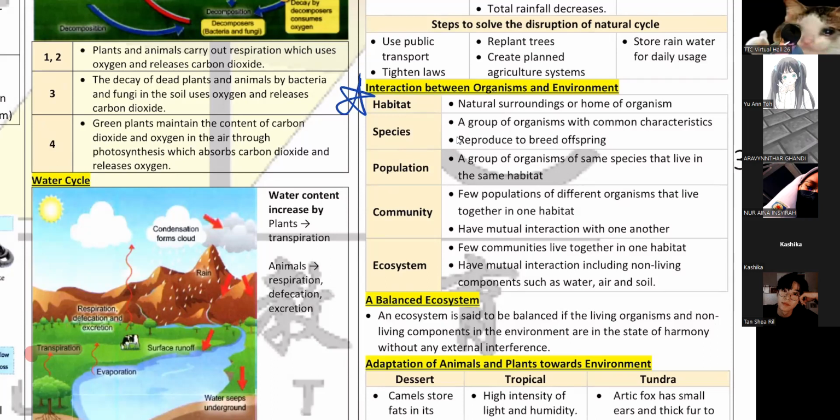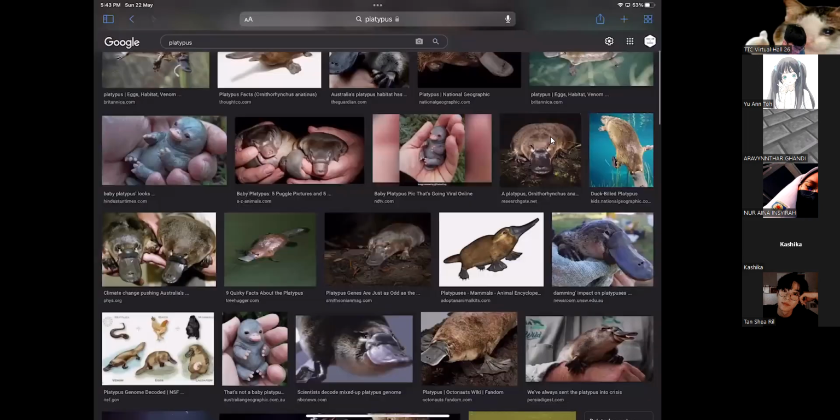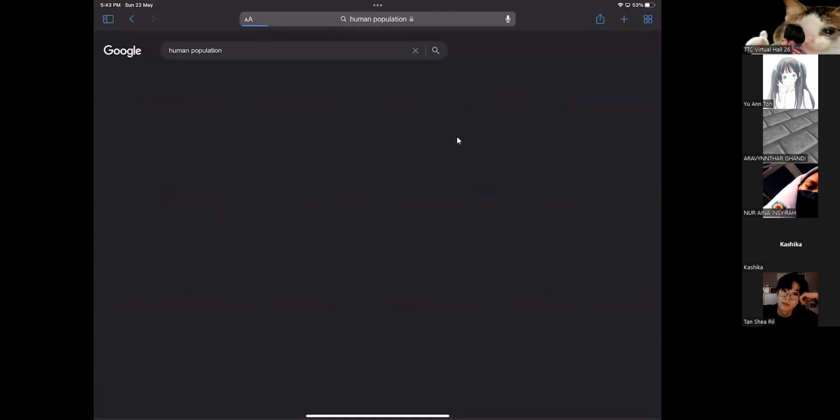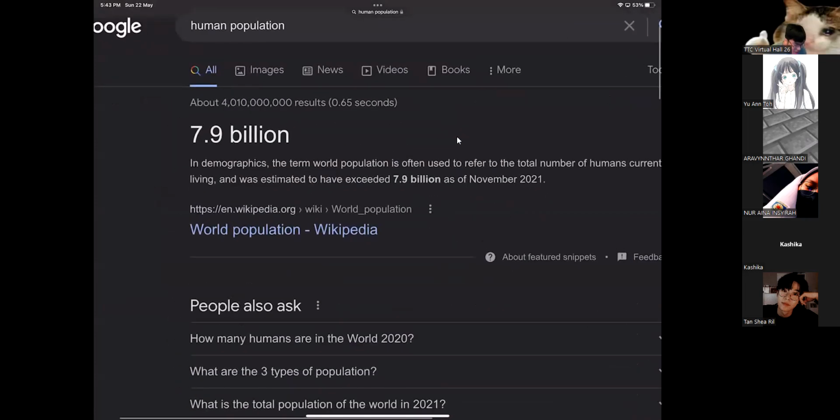Anyway, so when you have a group of species, it's called a population, populasi. That's why we always say human population, populasi manusia. How many humans do we have nowadays? We have 7.9 billion today. That's a lot of people.